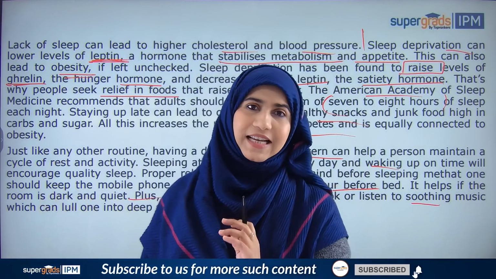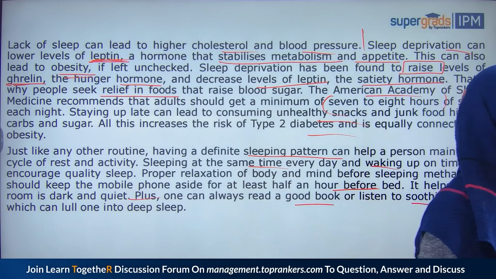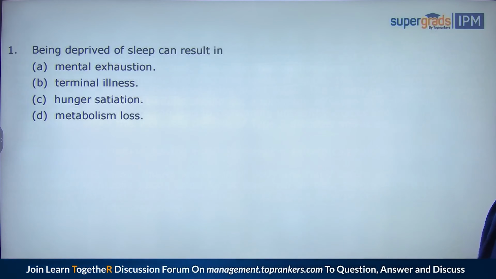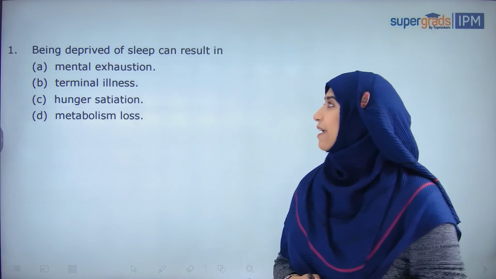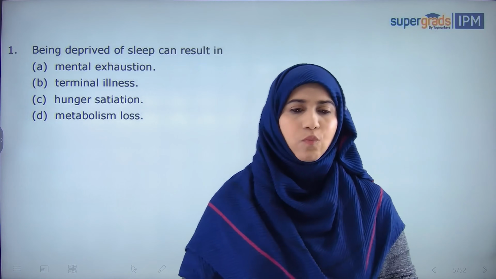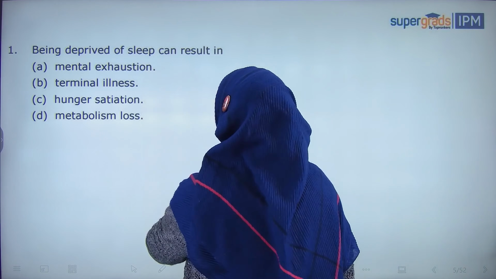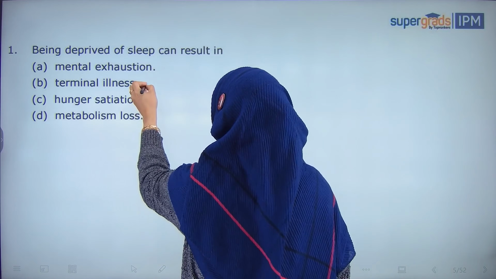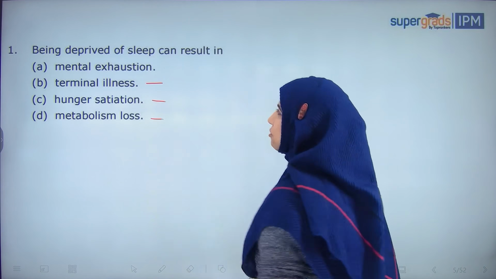So the passage was very easy, right? Even the questions are easy. So we have understood the extract of the passage. Let's jump to the questions. The first one: being deprived of sleep can result in... What do you think should be the answer? Mental exhaustion, terminal illness, hunger satiation, metabolism loss.